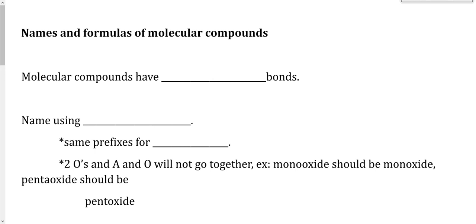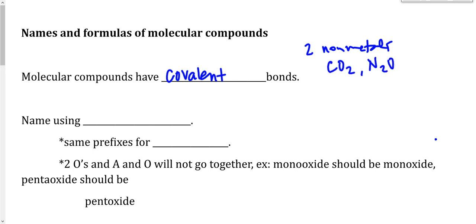Now we're talking about molecular compounds, and these are the ones that have covalent bonds. This is when you have two nonmetals. And we can't name these the same as we did with our ionic compounds because we don't have a separate cation and anion. We're going to have basically two anions. So something like CO2 or N2O5, for example.